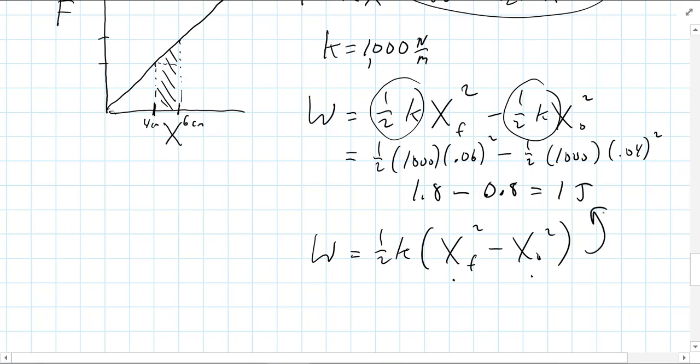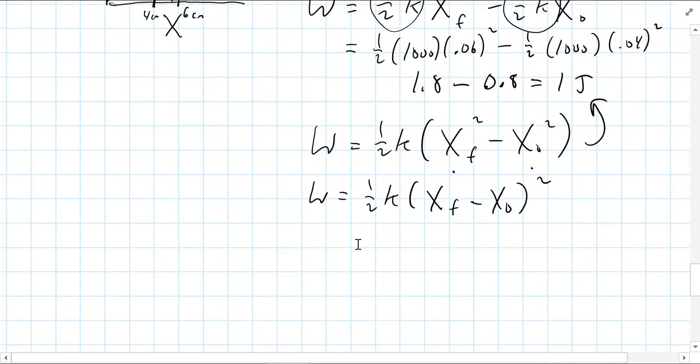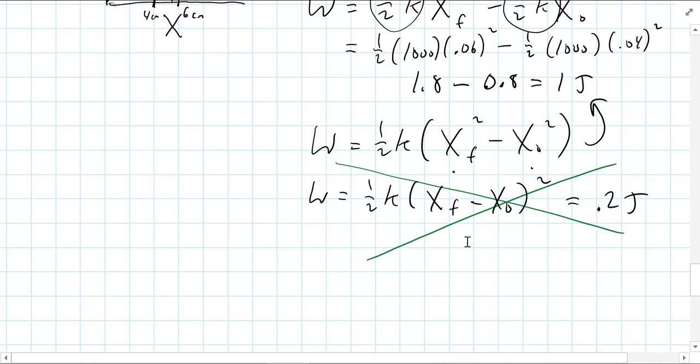Okay, no worries. Can I do 1/2 k times x final minus x naught, quantity squared? The answer is no. If you try this, 0.06 minus 0.04 is 0.02. If you square that and then take that times 1/2 of 1,000, you get 0.2 joules. That is not right. The answer is 1.